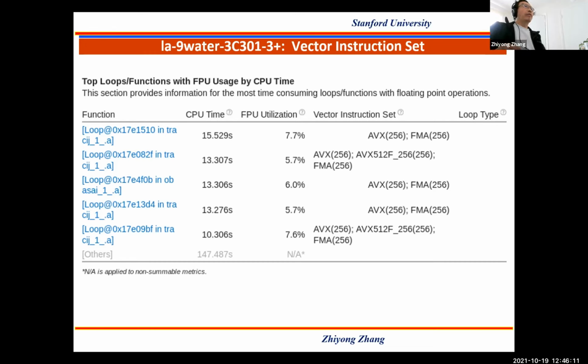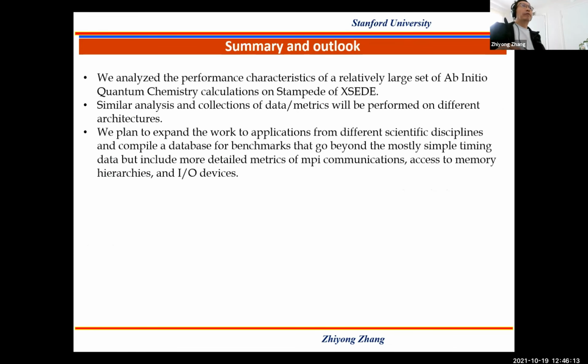So that's basically the procedure we have been following: run the calculations, collect metrics, and for specific calculations, analyze the data in more detail. In summary, we have analyzed and collected the performance metrics for a relatively large set of initial quantum chemistry calculations, but these are typically small calculations. In the future, we'll try to scale up to include more realistic calculations, like the one I discussed before.